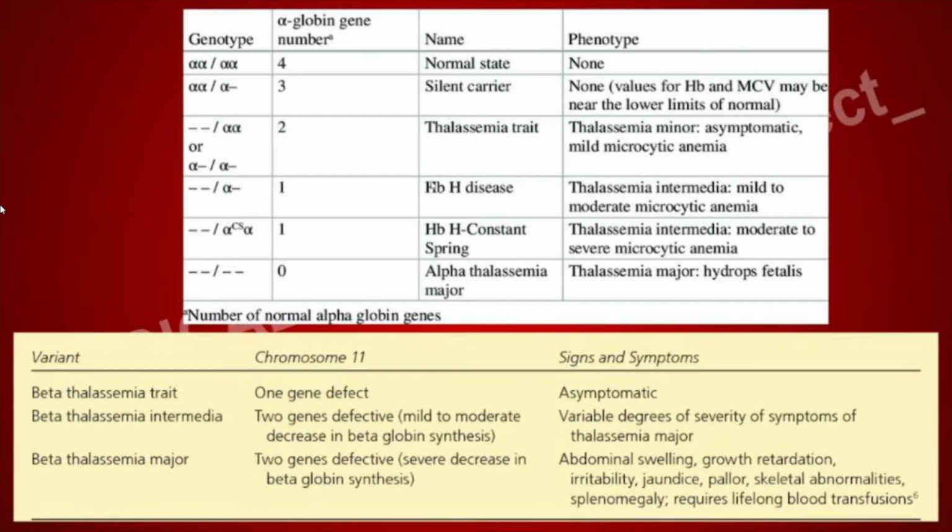Now the beta thalassemia on chromosome number 11: trait has 1 gene defect, intermedia has 2 gene defects, and major has 2 gene defects. In the intermedia there is only mild to moderate decrement in beta globin synthesis, while in the major there is severe decrement in beta globin synthesis. Asymptomatic in the trait, mild in the intermedia, and major symptoms are seen in the major.